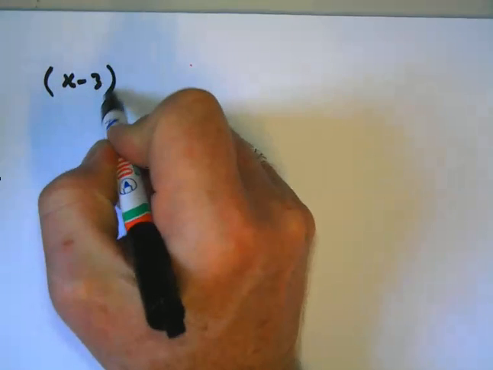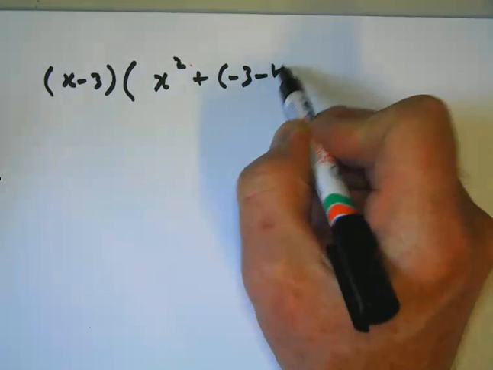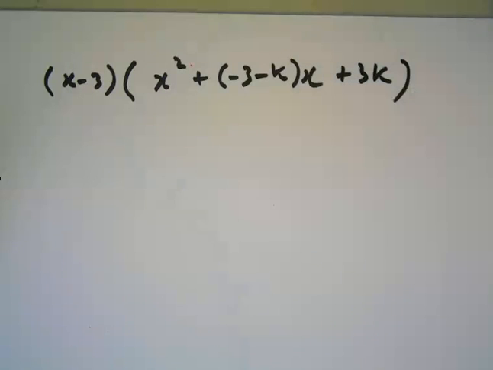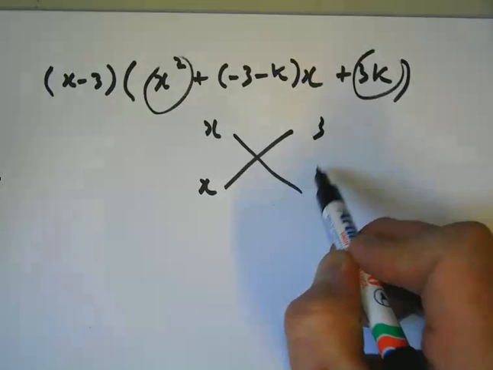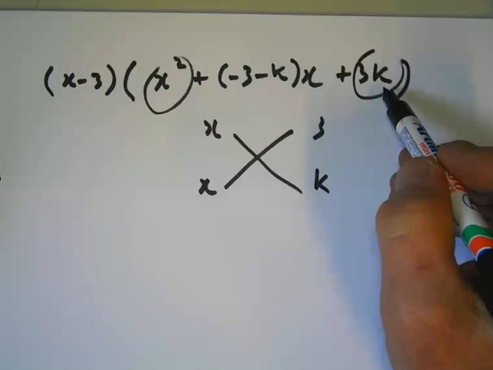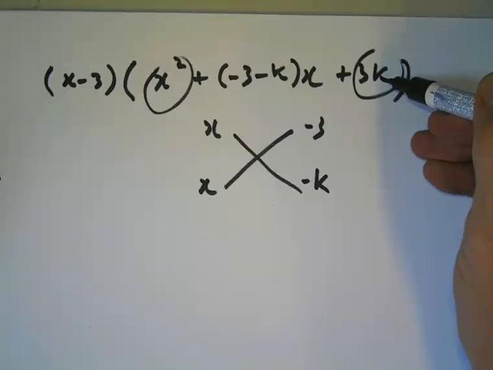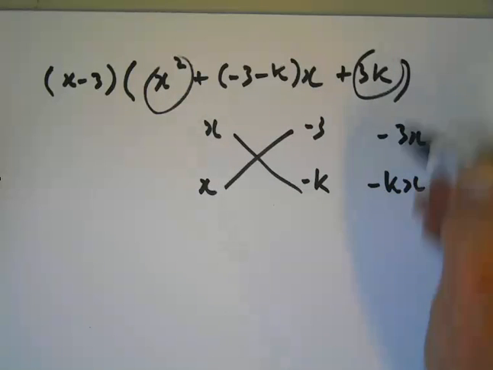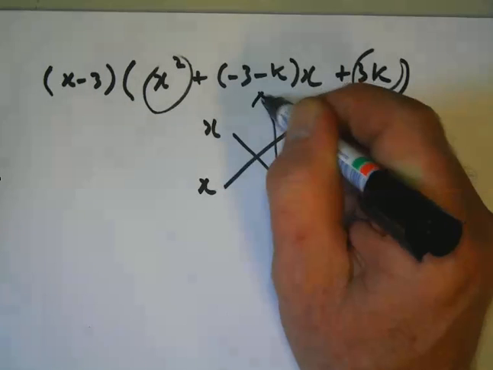x minus 3 and x squared plus minus 3 minus kx plus 3k. Is it possible to crisscross this? X and x are my two factors of x squared. 3 and k are my two factors of 3k. If I subtract them both, that still gives me positive 3k. X times that gives minus kx. X times that is minus 3x. Add them together, I get minus 3 minus kx, which is what I've got there.